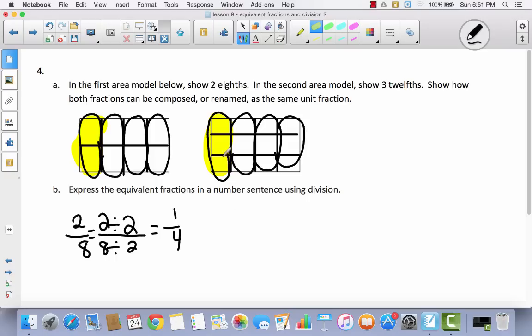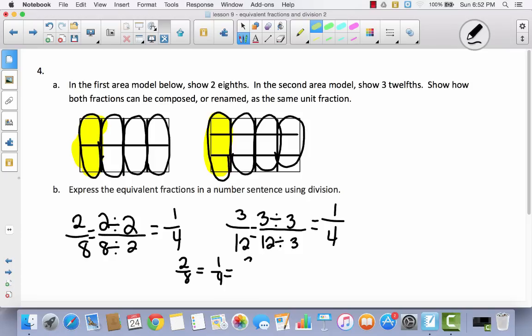All right, now let's see if we can do this one. If you feel like you can do this one all by yourself, give it a try. You're going to start with 3/12, and you're trying to write a division sentence to show that 3/12 is indeed equal to 1/4. See if you can finish that. All right, hopefully you said 3/12, and you can divide your numerator and your denominator by 3, because 3 divided by 3 is 1, and 12 divided by 3 is 4. So I've got 2/8 is equal to 1/4, which is equal to 3/12. So all 3 of these fractions are equivalent.